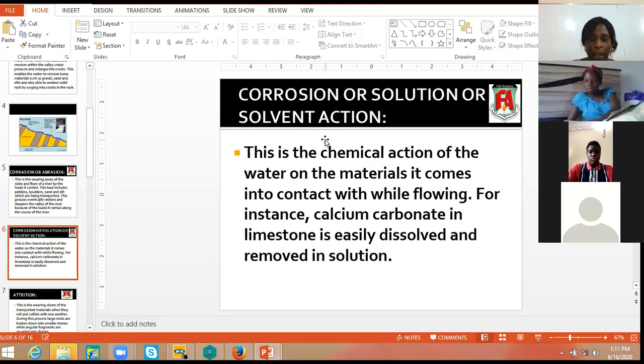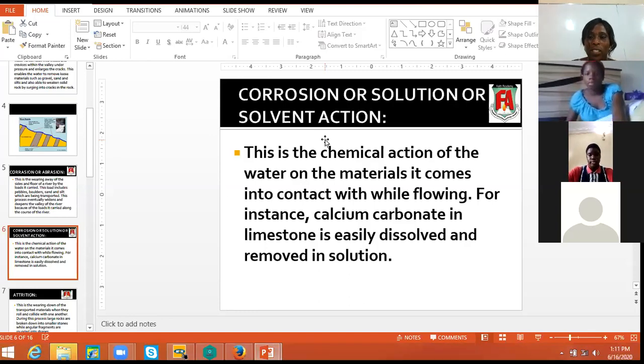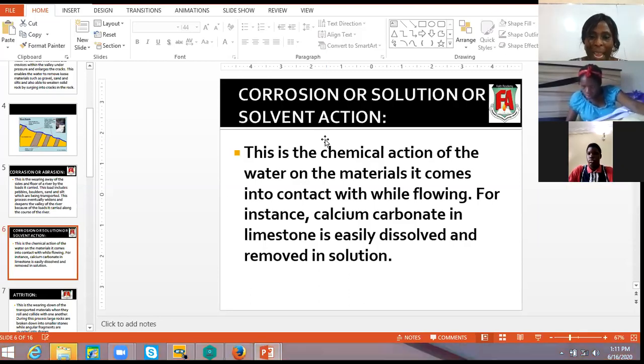Clay soil. When water flows on clay soil, when clay soil mixes up inside water, what color do we get? Class, what color can we get? A thick brown color. That is a chemical action inside water.